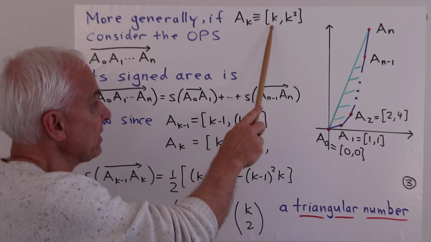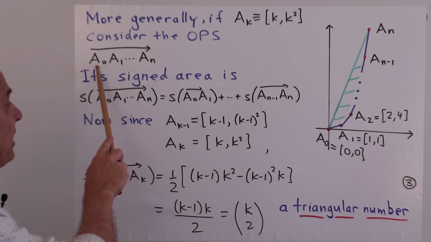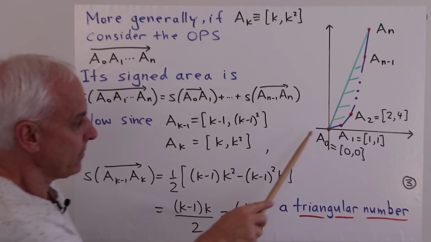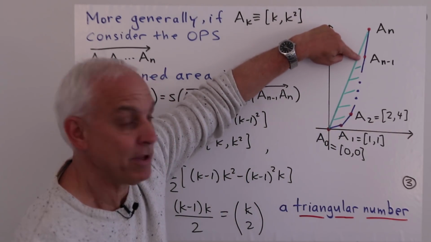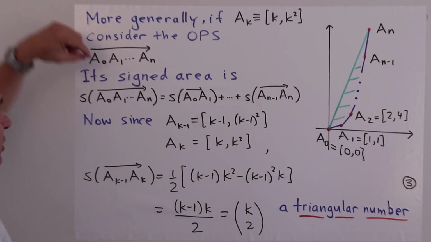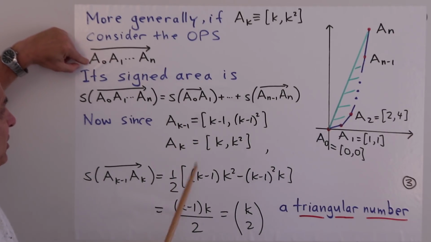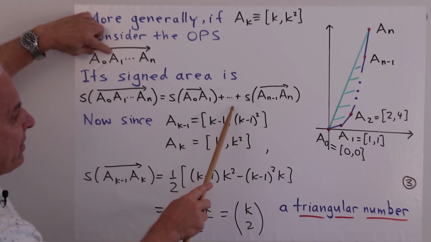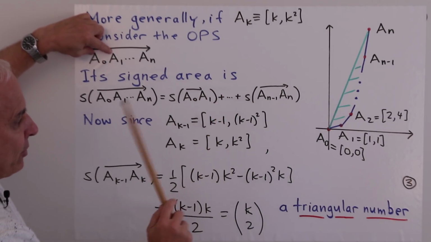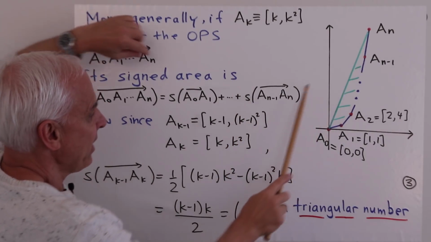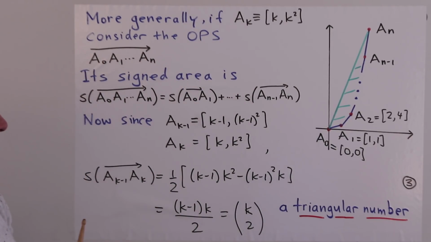So we're still talking about things with the form a sub k, k squared, where k is in this case a positive integer. And we're going to look at this spline A0, A1 up to AN. A0, A1, A2, A3, A4, up to AN, whatever AN is. And the one just before AN will be AN minus 1. Okay, so what's the signed area of such an OPS? Well, it's going to be the sum of the signed areas of all its oriented edges. So S of A0, A1, and then S of A1, A2, plus S of A2, A3, etc., till the final one, S of AN minus 1, AN. Sum of all the oriented edges of this thing.